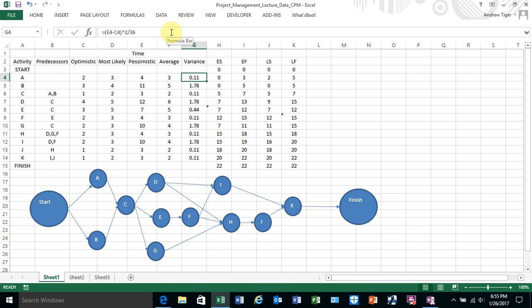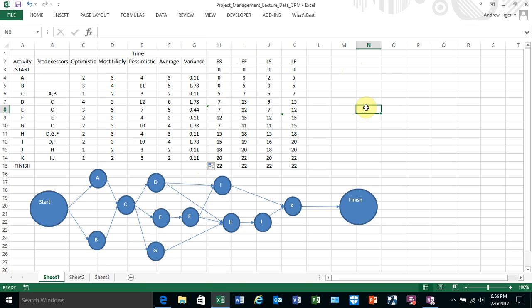These formulas are in any project management textbook. There's some theory behind it based on the beta distribution. I'll let you read about that somewhere else. But we can calculate the average and the variance and copy that formula down.